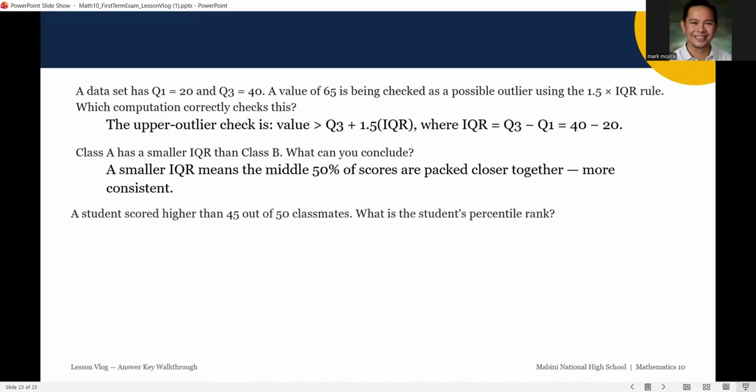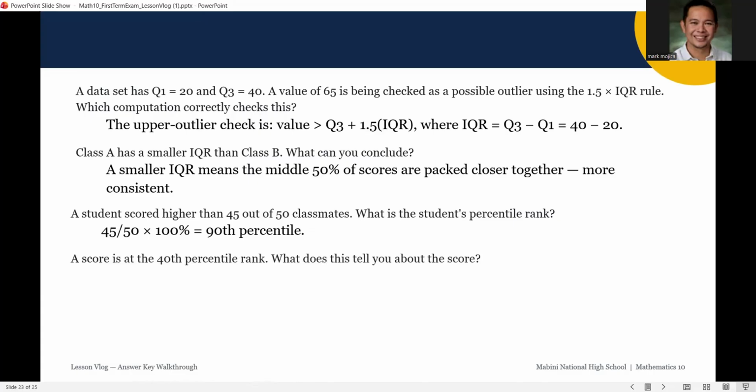Okay? Next. A student scored higher than 45 out of 50 classmates. What is the student's percentile rank? Simple-simple lang to. You have to divide 45 divided by 50. Multiply mo sa 100%, therefore you have 90th percentile. So if you are confused on this, you can use your calculator with you habang nakikinig dito.